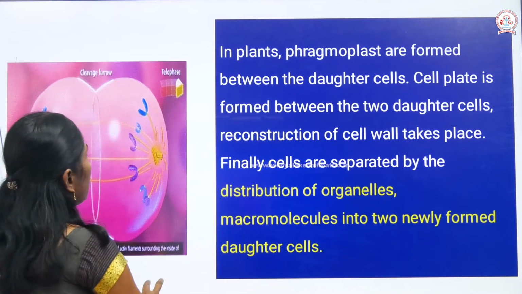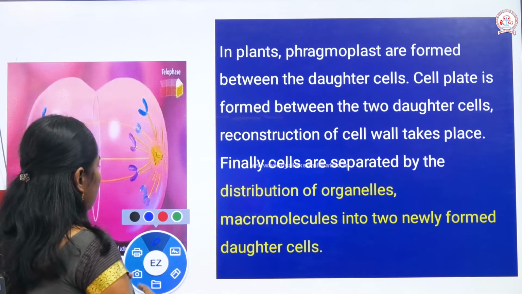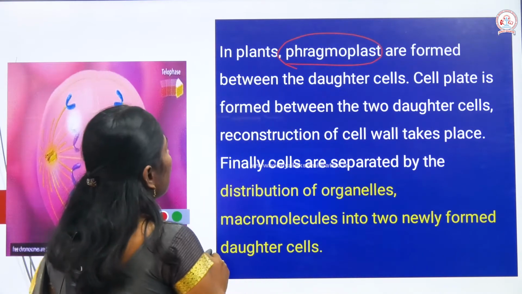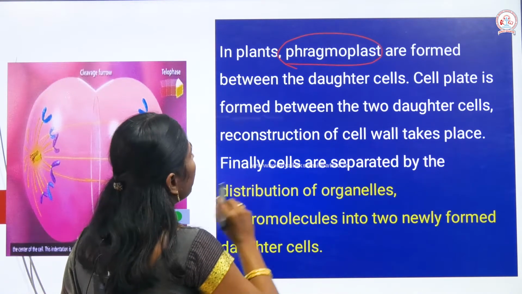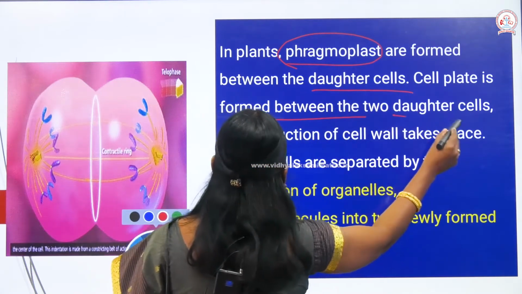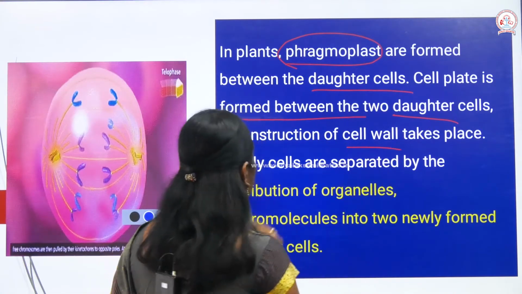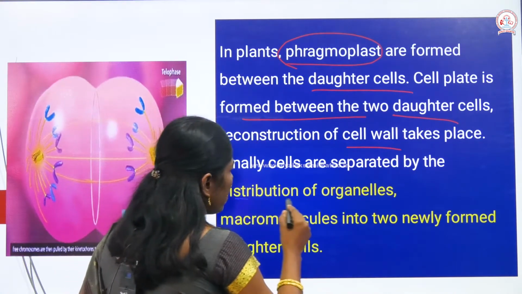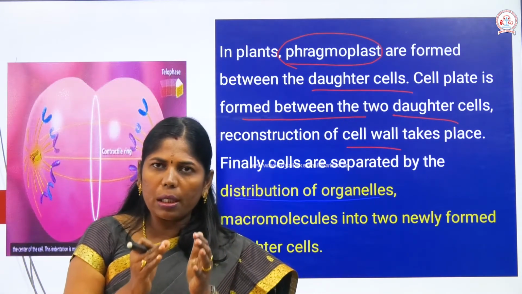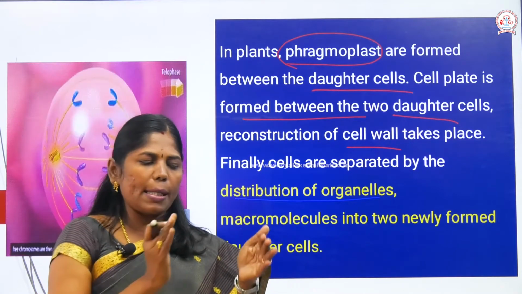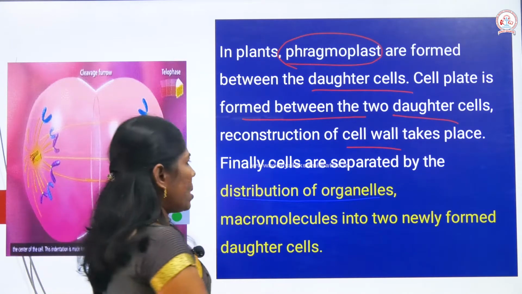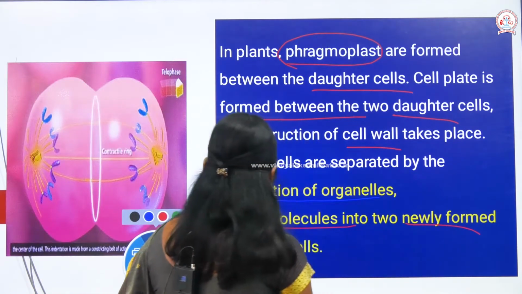In plants, phragmoplasts are formed between the daughter cells. The phragmoplast is nothing but vesicles, vesicles from the endoplasmic reticulum. The cell plate is formed between the two daughter cells, the cell wall is reconstructed, and finally the cells are separated and the cell organelles are distributed. When the cells separate on both sides, the cell organelles are also equally distributed. Whatever organelles were here will also be in the other cell. The macromolecules are equally distributed into the newly formed daughter cells.